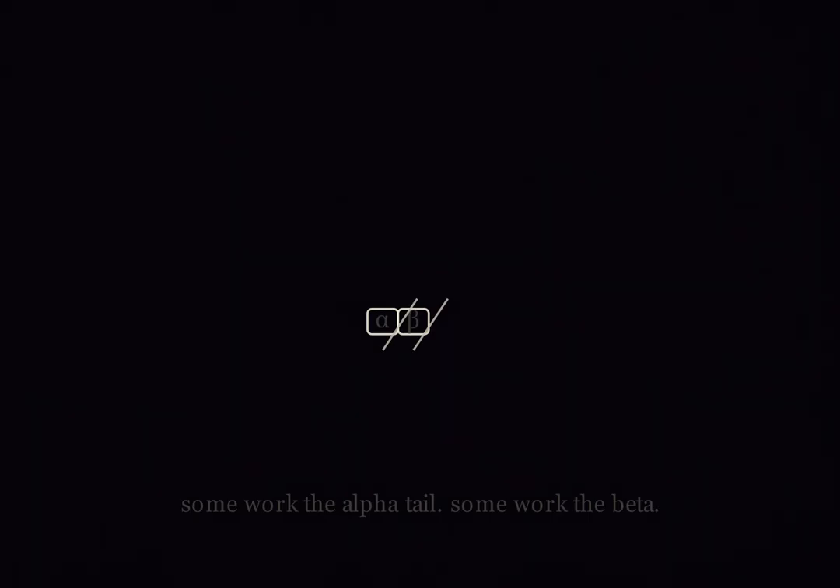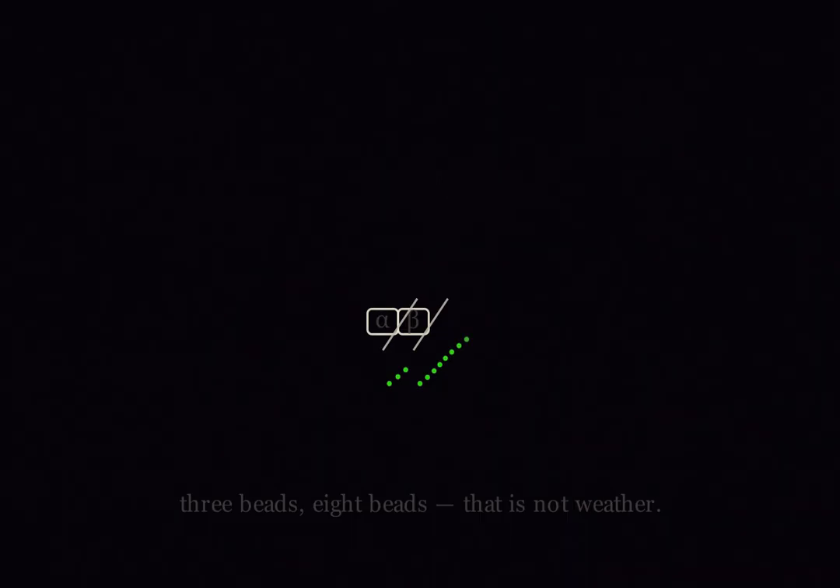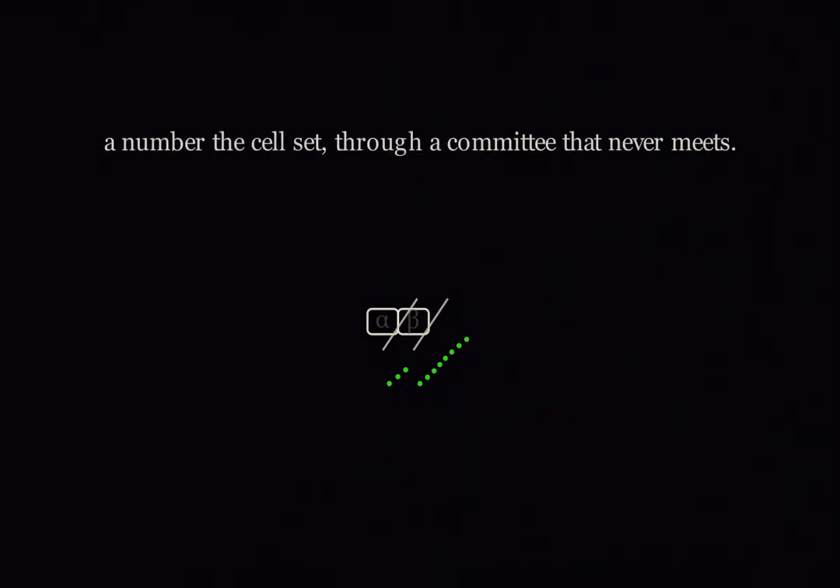It is worth sitting with what this means. The length of a chain on a given tail, 3 beads, 8 beads, is not weather. It is the outcome of which specialists were active there, starters against extenders, working which tail. The number of beads on a tail is a number the cell set, through a committee that never meets. That number is worth holding. The next chapter is about what it controls.